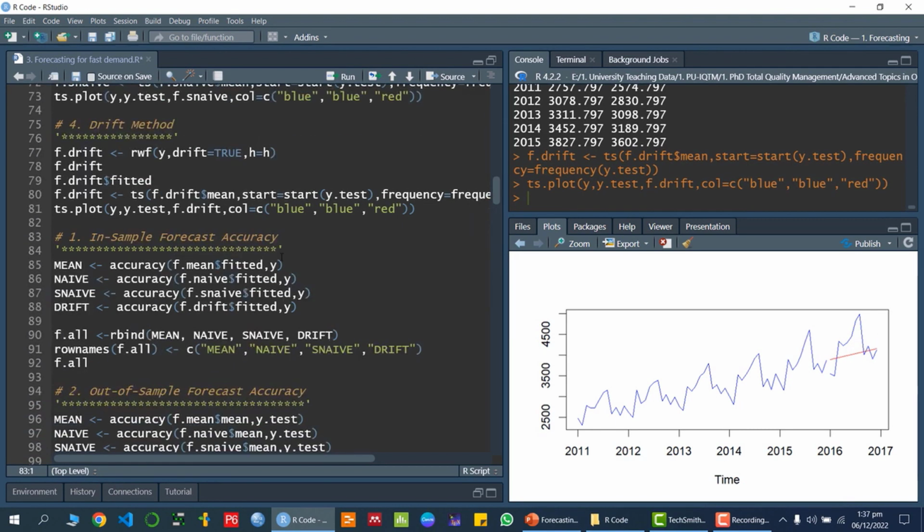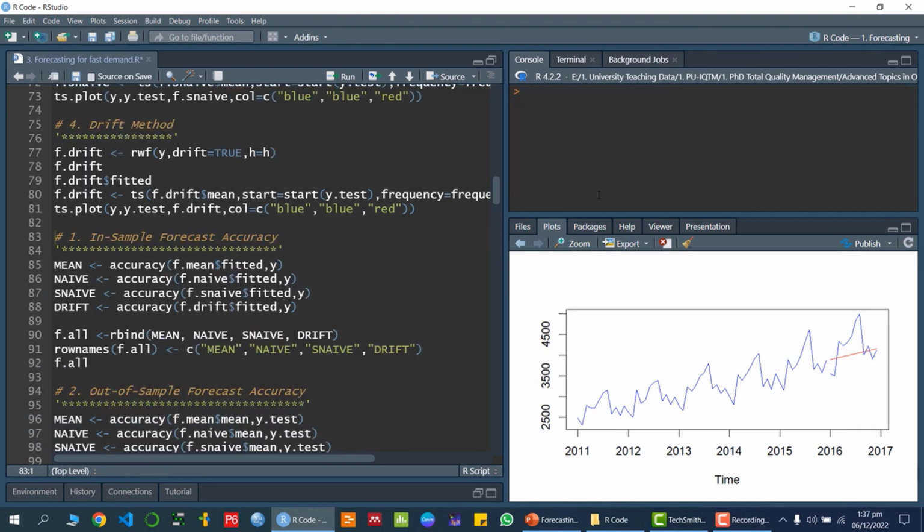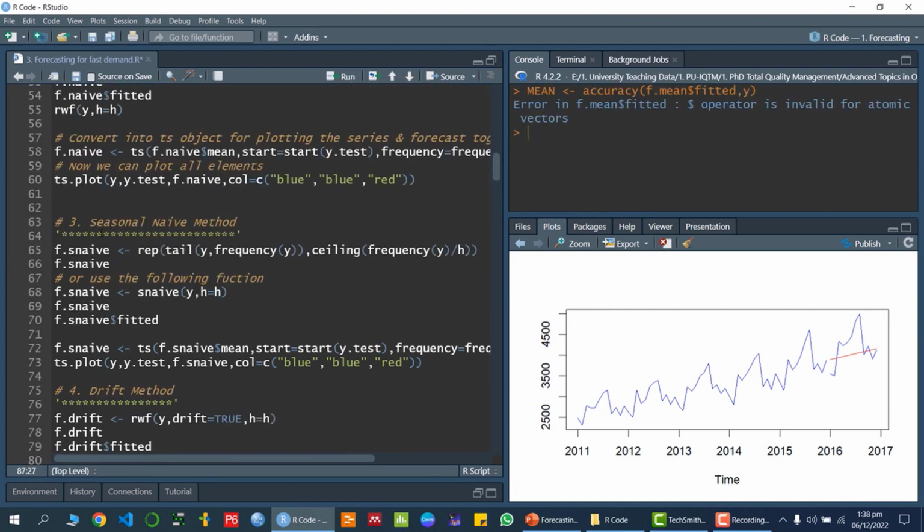Now, in order to check the accuracy, which method is better, within sample or out of sample, let's first find the forecast accuracy within the sample. How can we do that? We can use the function accuracy from the forecast package. f.mean is the fitted value corresponding to the training data set. This is the actual training data set, and I am using it with the mean variable. I am calculating this one.